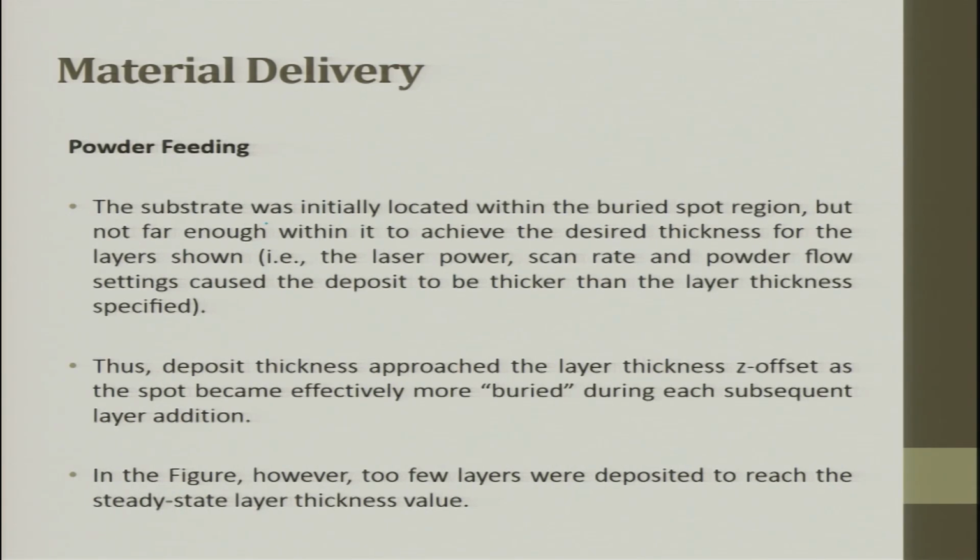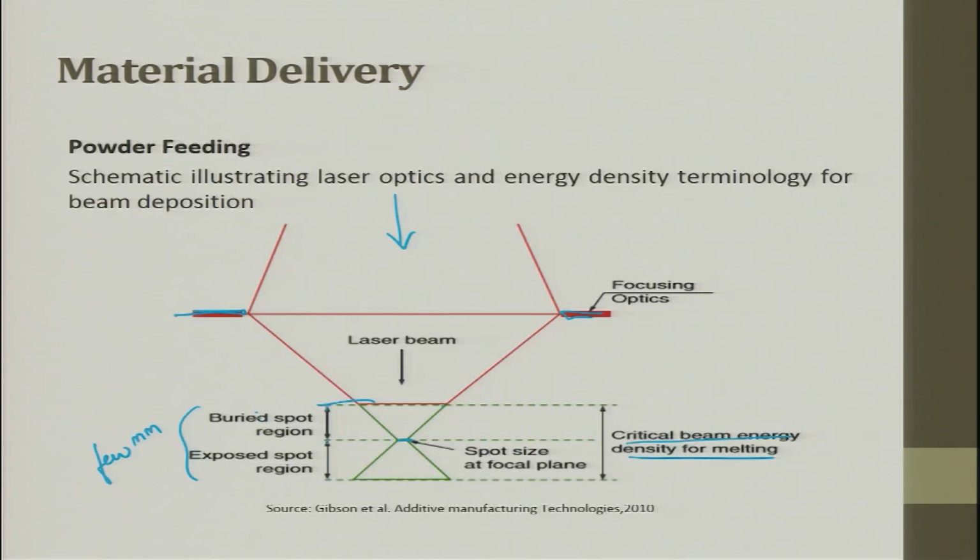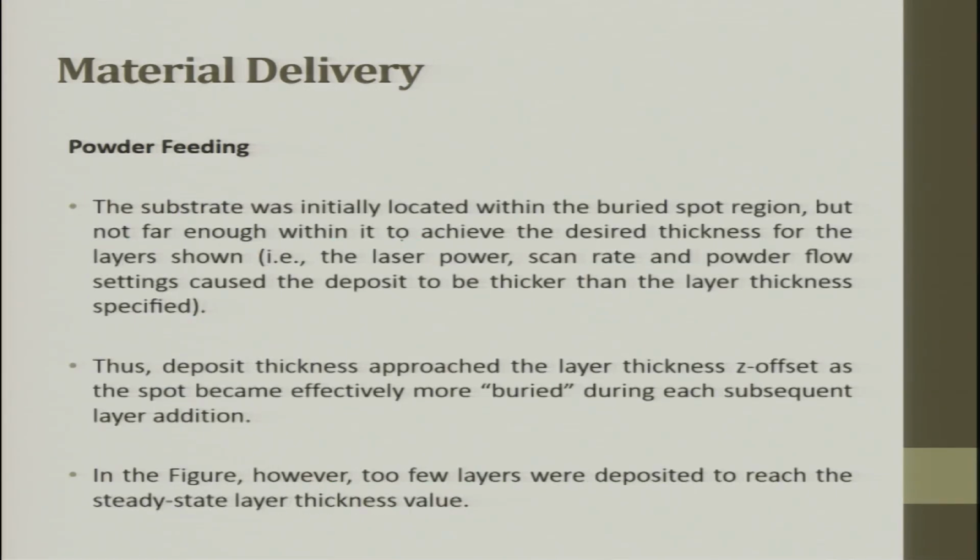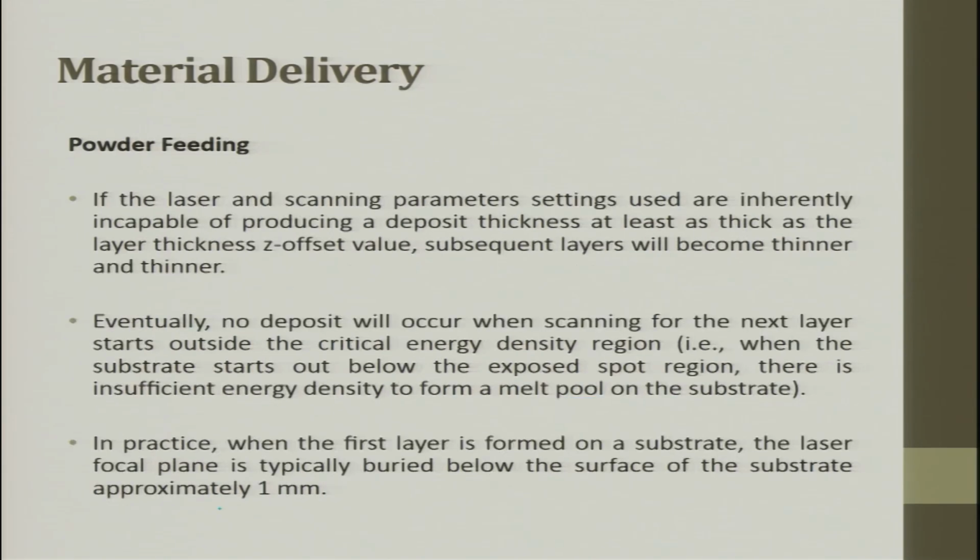The substrate was initially located within the buried spot region. So, let us go back and see the buried spot region, but not far enough within it to achieve the desired thickness for the layer shown. Thus, the deposit thickness approaches the layer thickness Z offset as the spot becomes effectively more buried during each subsequent layer addition. However, too few layers were deposited to reach the steady state layer thickness value.